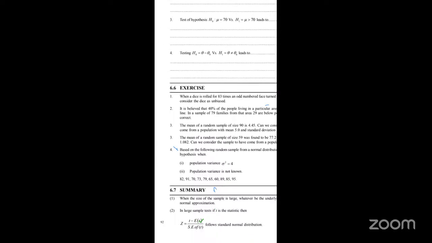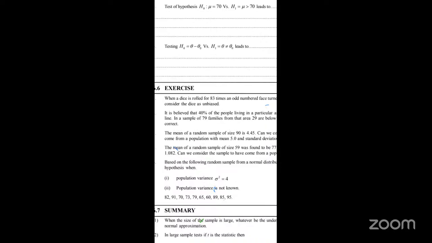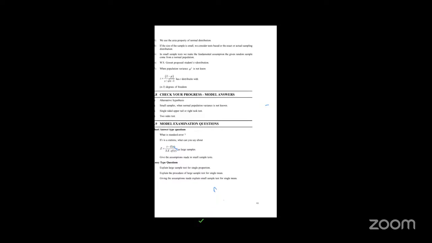So these are some problems. Please go through them. These are some model examination questions. Among all these, the very, very important ones are statistical hypothesis, single mean, single proportion, and large sample single mean.